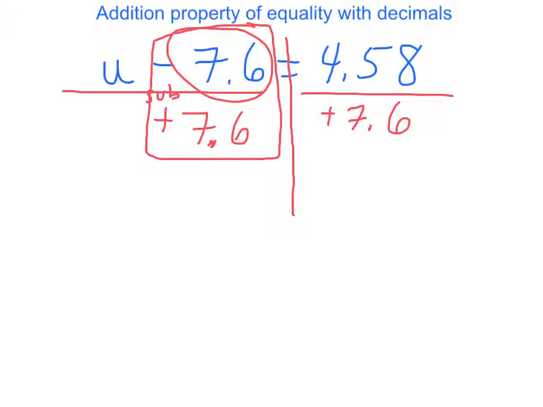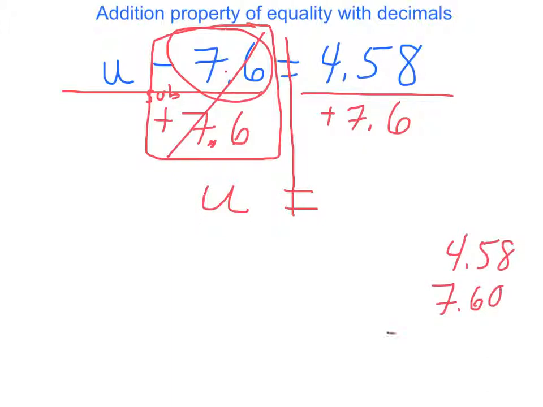We have a negative 7.6 plus a 7.6. That goes to 0. That's perfect. So the only thing we have left on that side of the equation is the u. Over here we have a 4.58 plus a 7.6, so we need to actually add those together. This is how we add decimals. We line up the decimal point. Notice I added the 0 after the 6. And then we just add.